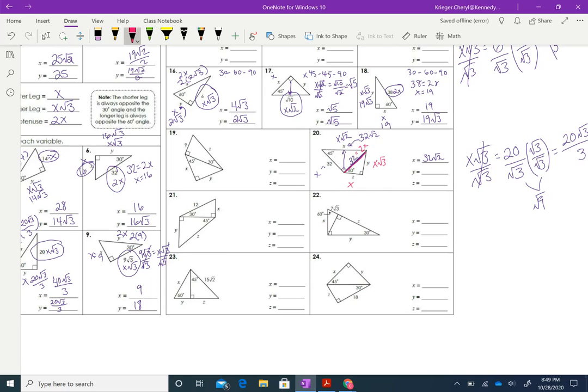So if 32 equals 2x, I get x equals 32 divided by 2, which is 16. So z is 16. All right, and plugging it in for x here, for my y, x is 16, so this is 16 root 3.